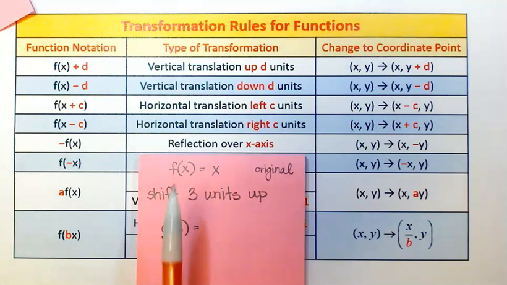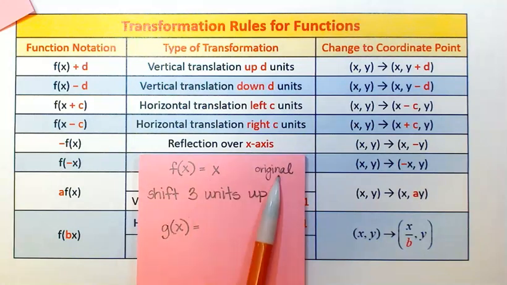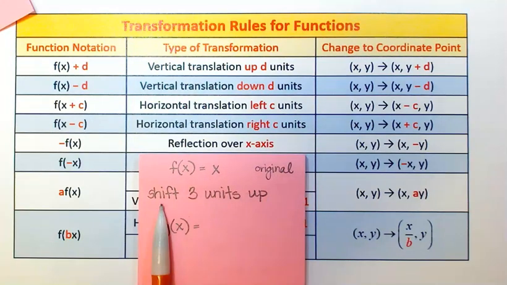Okay, so we're back to our parent function as our original function, and what if we're asked to shift this line 3 units up? What would we do? How would we write this?